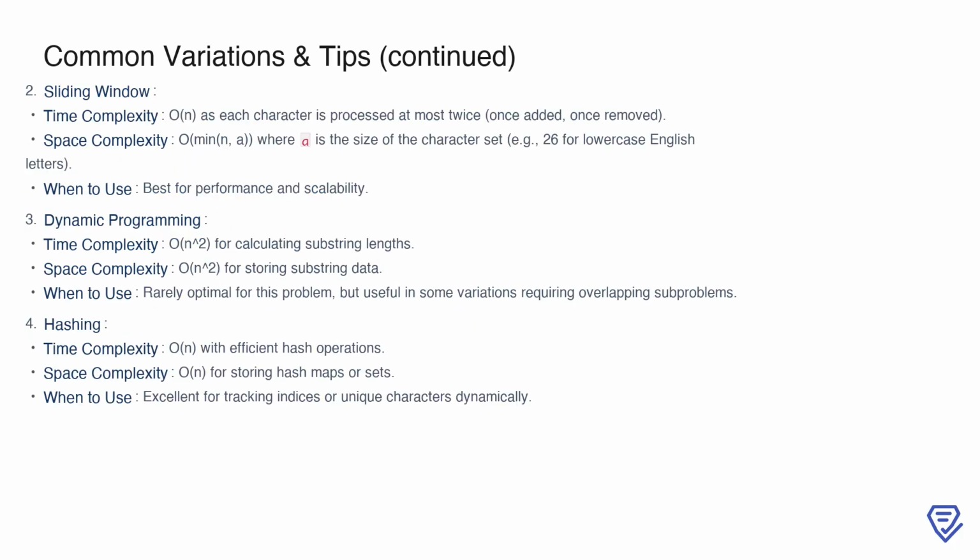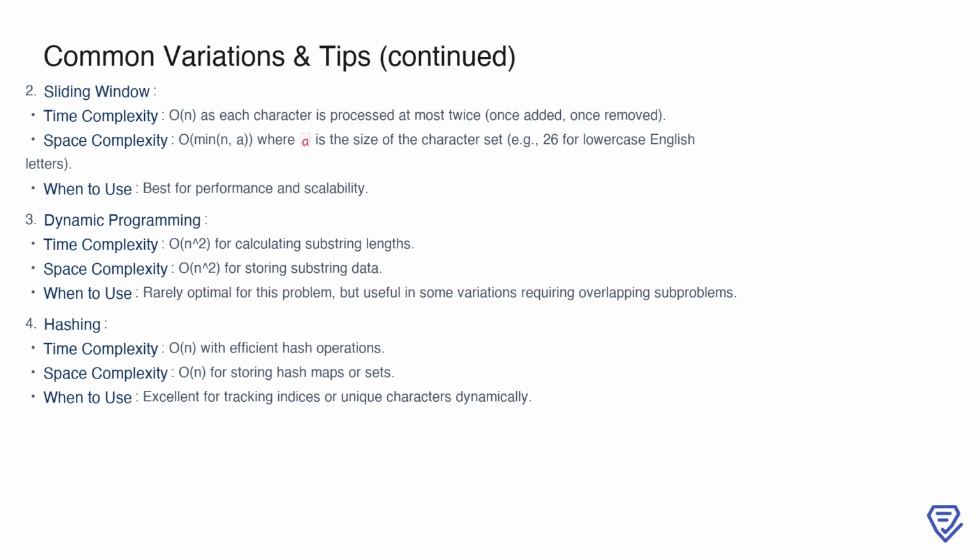A more practical and widely used approach is the sliding window technique. With a time complexity of n, this method ensures that each character is processed at most twice, making it highly efficient even for large input sizes. Its space complexity depends on the character set, such as 26 for lowercase letters. Sliding window is ideal for performance and scalability.